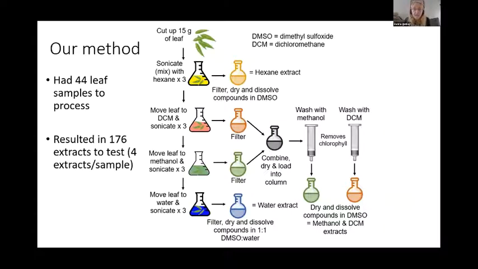So to give you a quick idea of what we did, we took our leaves and we ended up having 44 leaf samples when we were done. And we extracted them with our 4 different solvents. Basically it's mixing it in and then taking the compounds that dissolve in that solvent, drying them out, and dissolving them in a final solution of DMSO before we test them.